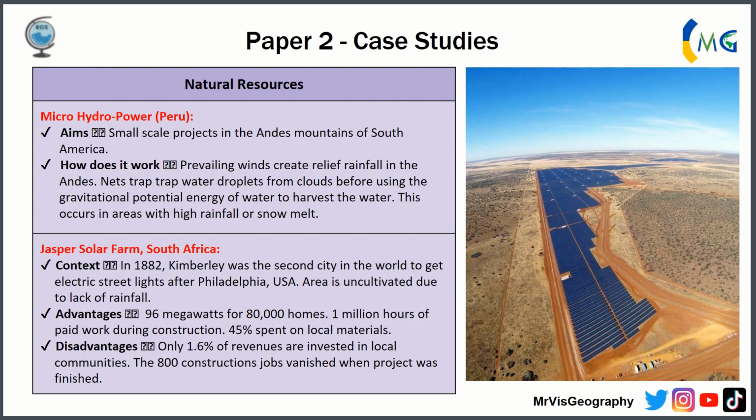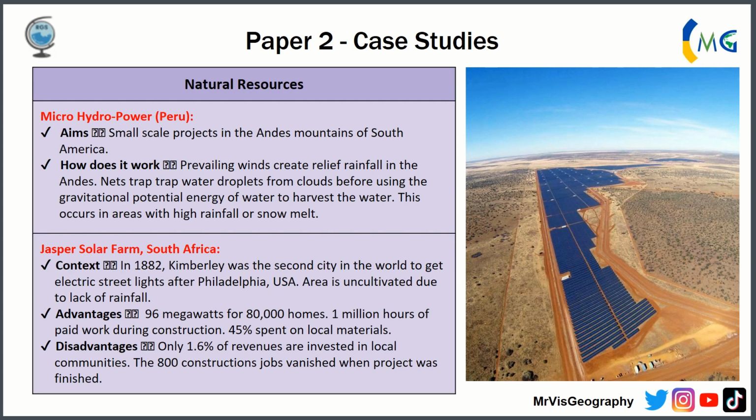When it comes to natural resources, those are very much examples rather than case studies. We did both actually in one lesson. One of them is micro hydropower. So small scale projects in the Andes that use relief rainfall. It's basically fog nets. They trap clouds that are rising above the Andes. They trap the water, and the water is harvested through gravity and allows them to water the crops.